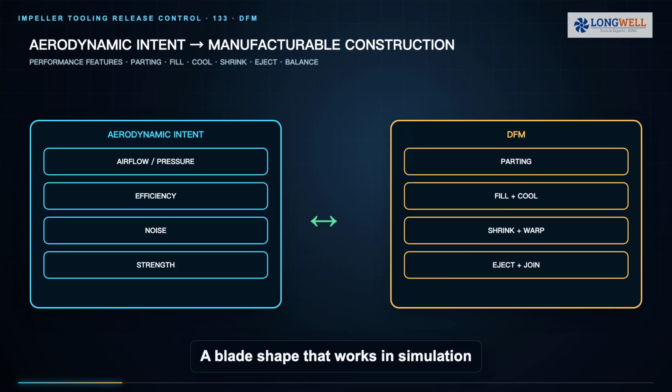A blade shape that works in simulation may create an impossible parting line, trapped steel, weak section, poor filling path, difficult ejection, or unacceptable distortion. DFM asks how the part splits, fills, cools, shrinks, ejects, joins, and balances. The right discussion is not "can you copy this geometry," but which design features carry performance, and which can change to create a stable manufacturing process.